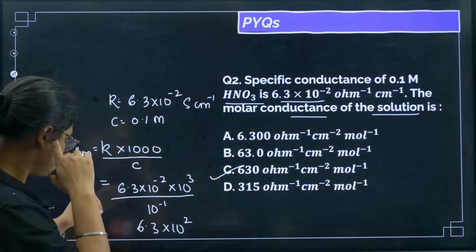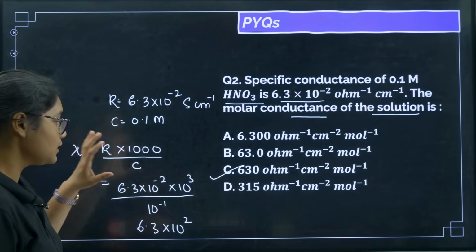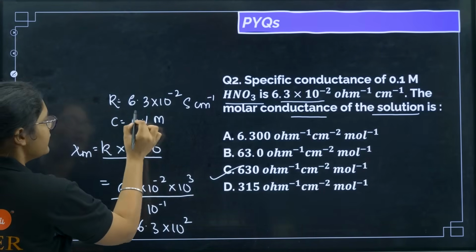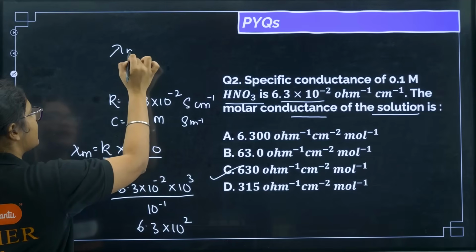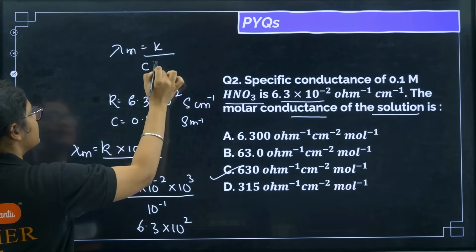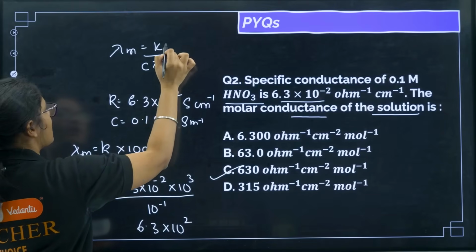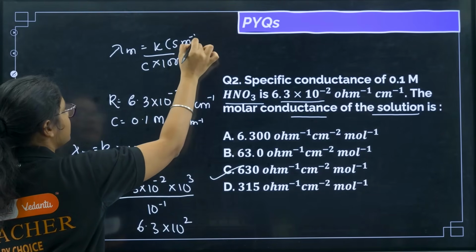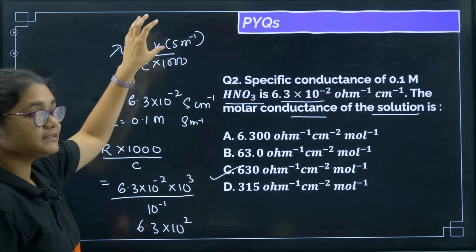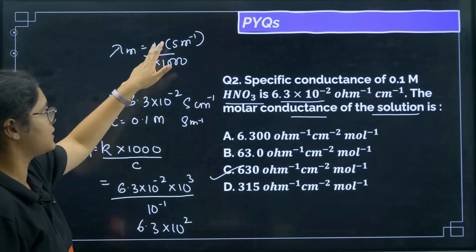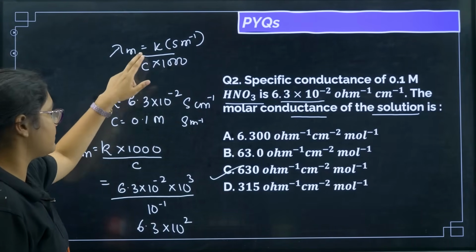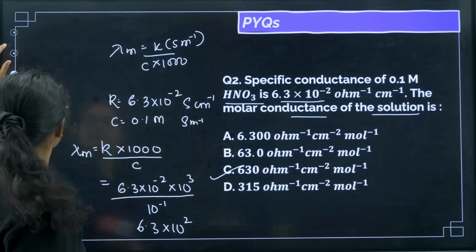Now I want to tell you one more formula. If kappa is in S meter inverse, then the formula for lambda m is kappa by C into 1000, where kappa should be in the unit of S meter inverse. So please remember, if it is in centimeter inverse, then it is kappa into 1000 by C. If it is in meter inverse, then it is kappa by C into 1000.